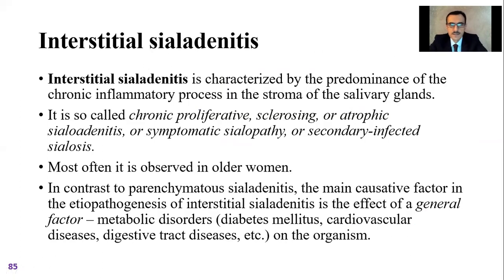Interstitial sialadenitis, characterized by the predominance of the chronic inflammatory process in the stroma of the salivary glands, is the so-called chronic proliferative, sclerosing, or atrophic sialadenitis, or symptomatic sialopathy, or secondary infected sialosis. Most often it is observed in older women.